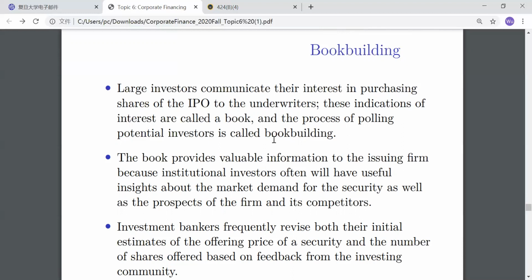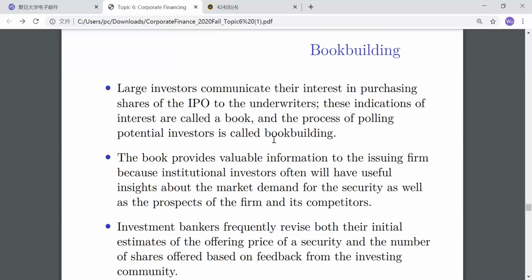So basically, the large investors will communicate an interest in purchasing shares of the IPO to the underwriter. And then these indications of interest are called a book. And the process of polling potential investors is called book building. So you're like building the book. Book is like the amount of the investor.